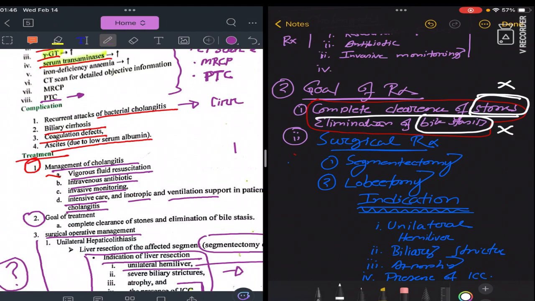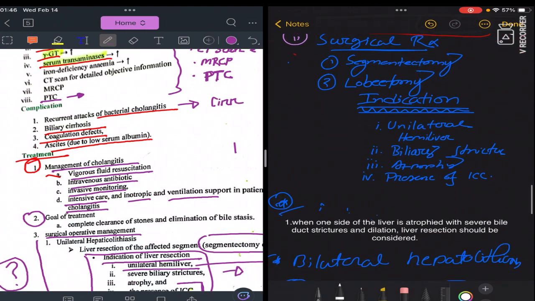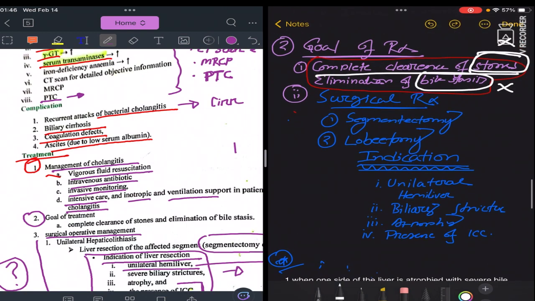Now we have to go for surgical management. For the surgical management, there are various options present. One is segmentectomy. If we consider this as a liver, there are various kinds of segments.